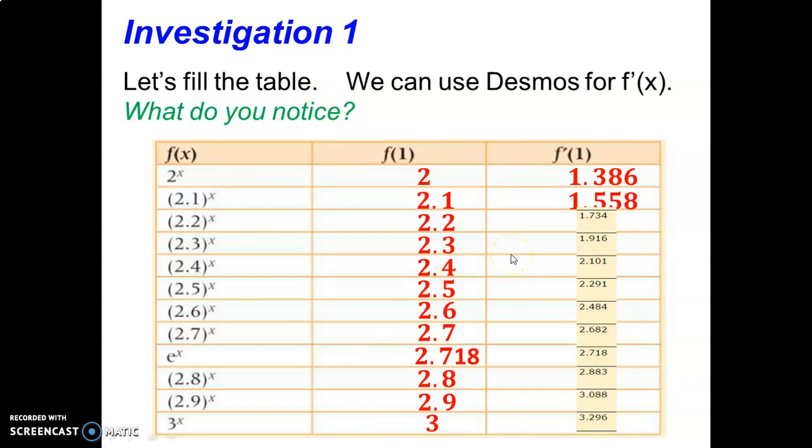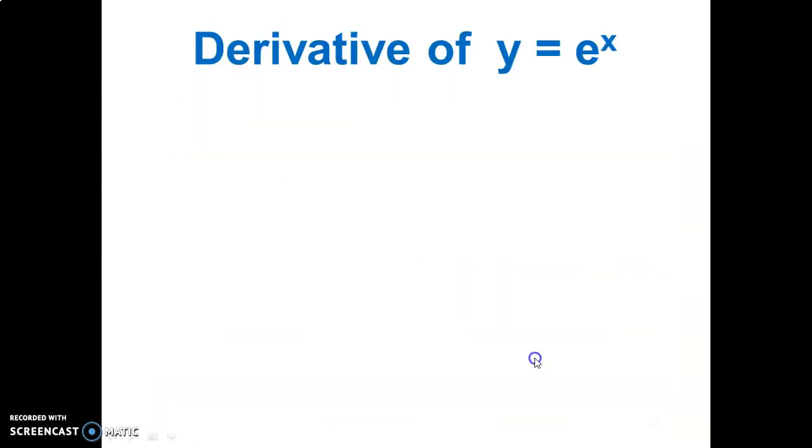But there's something interesting that happens somewhere in this table. What do you notice? Well, the thing to notice is certainly this: when you get to the exponential function with base e, the function's value when 1 is put into it is equal to the derivative's value when you put 1 into it. So that's interesting, that the two functions, the original and the derivative, produce the same value when you put 1 in. So what does that tell you?